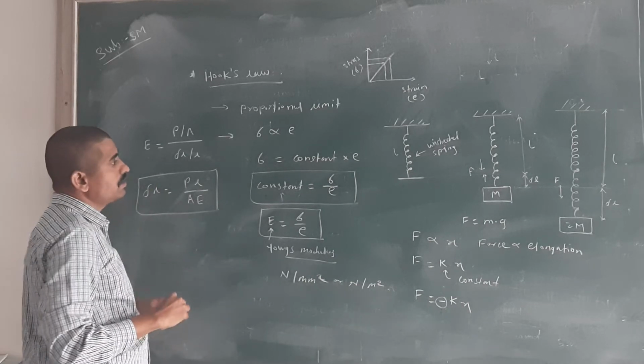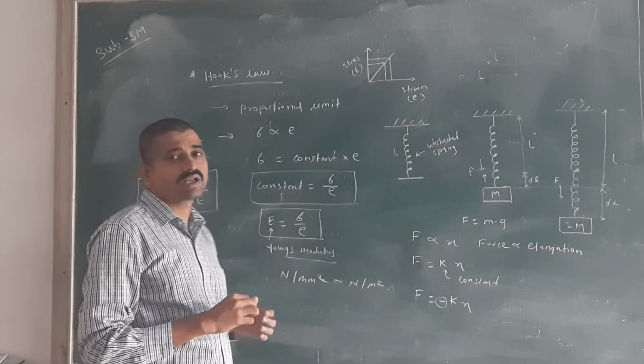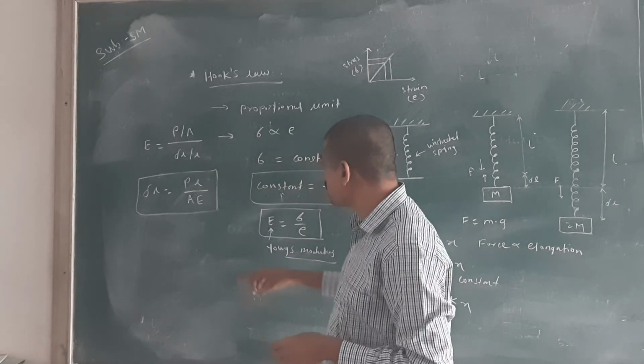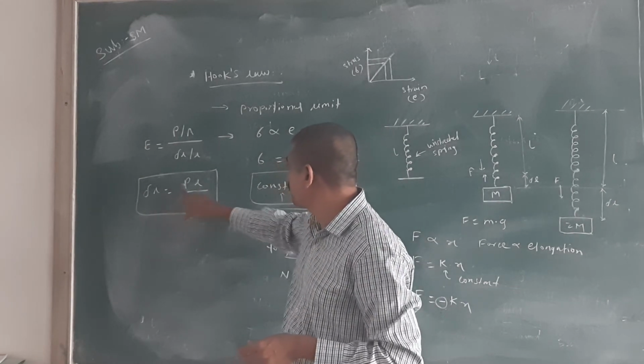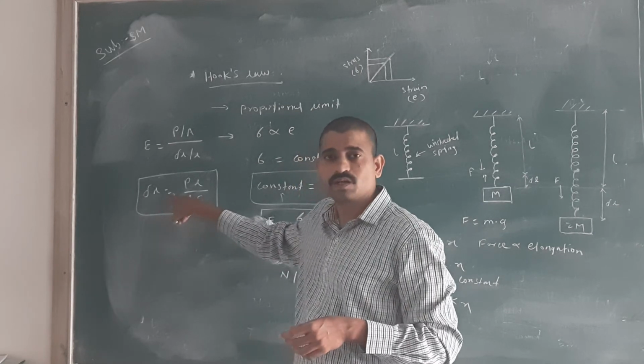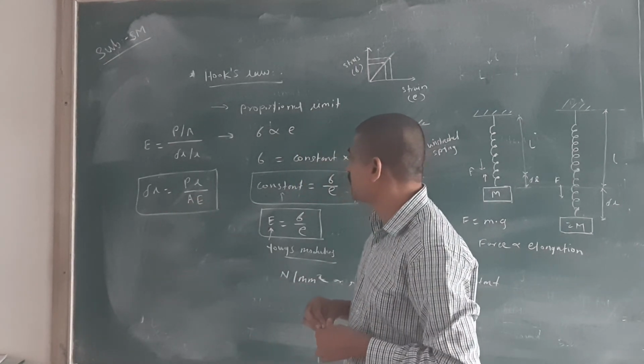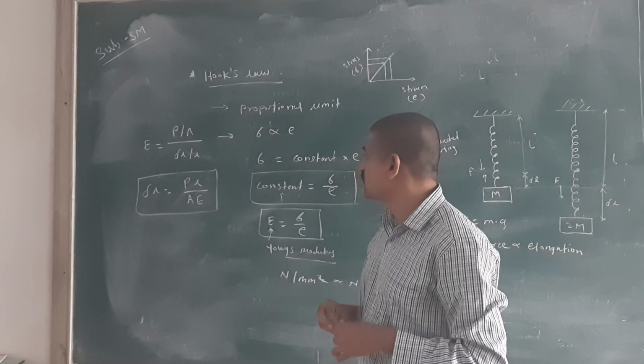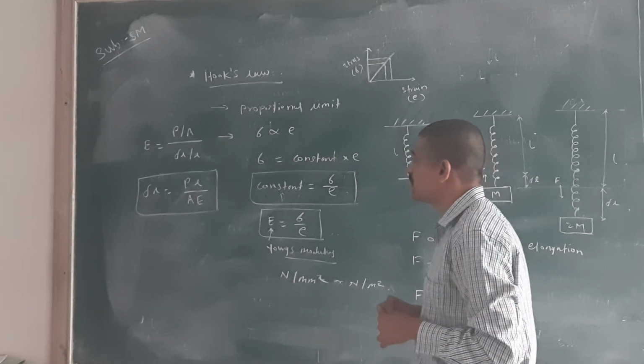When you are solving numericals, this is a very important formula. See, delta L is equal to PL upon AE. You will get this value in mm, meter or centimeter. Okay, the length unit is meter, centimeter or mm.